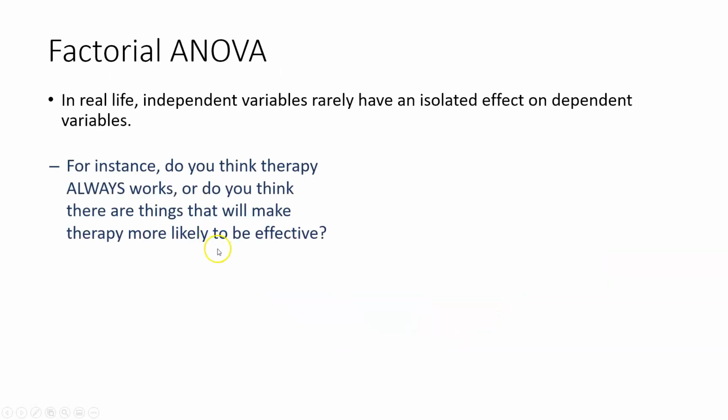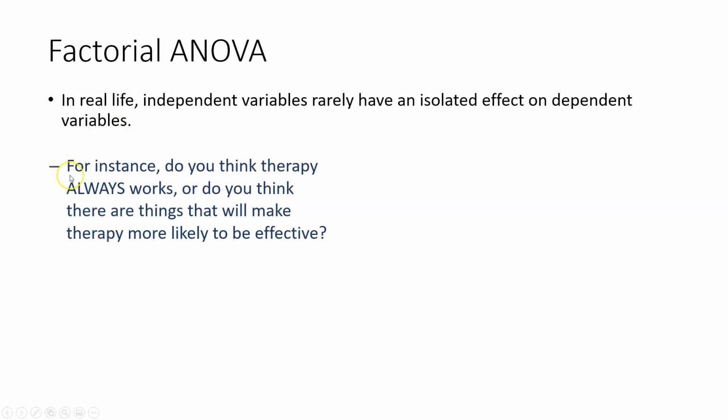Now, a factorial ANOVA is important because in real life, independent variables rarely have an isolated effect on dependent variables. It's not like the emotional closeness you feel with somebody is only going to depend on the method that you use to communicate with them, whether that's like over the phone or in person. It will also depend on like how well you click with that person, like your personality type. It will also depend on your mood of the day. It will also depend on whether they're of your same or opposite gender. It will depend on whether they're attractive or not. I mean, there's all kinds of things that will dictate whether you feel emotionally close to another person.